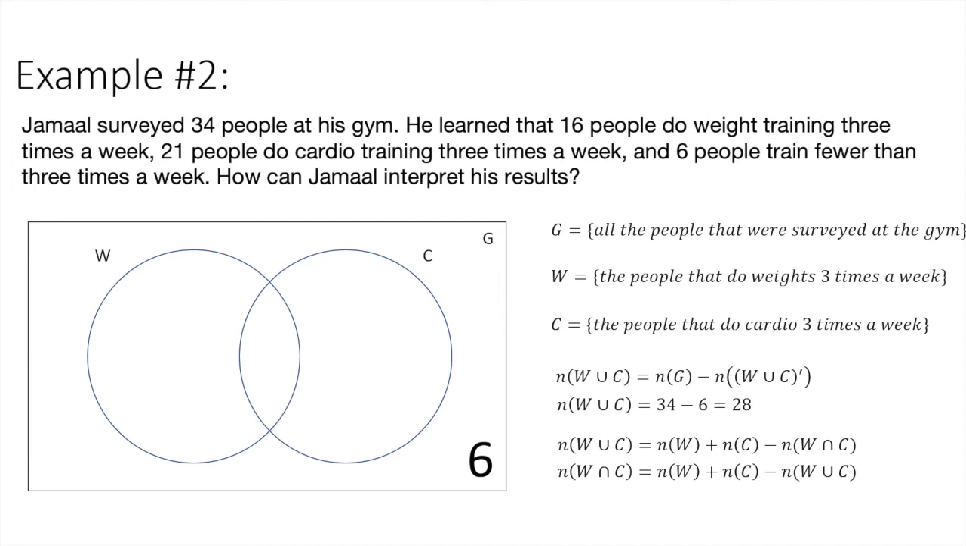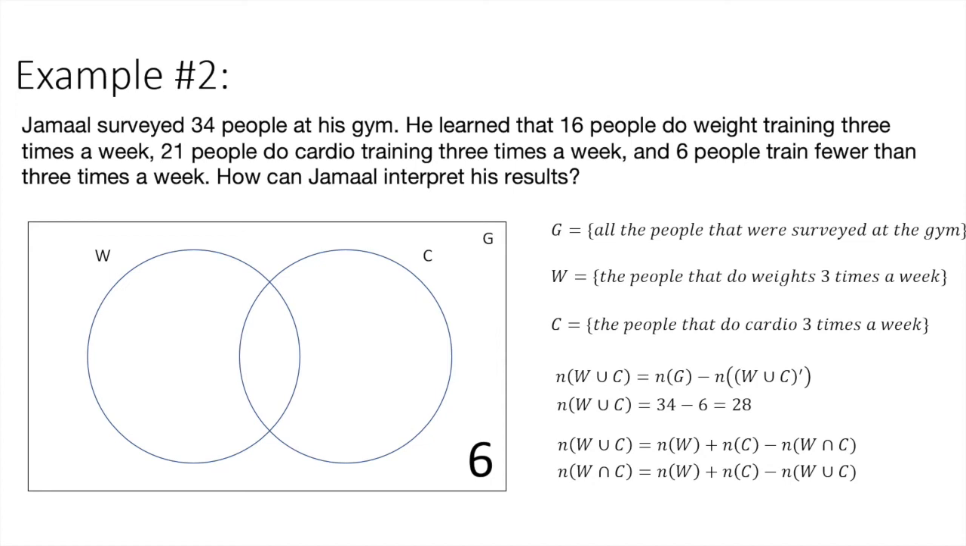The first thing to do to approach a question like this is to create a Venn diagram and fill out what you know. Well, in this case, we don't know a lot, but we do know that 6 people train fewer than 3 times a week. We'll remember from our shaded regions that that means the outside parts from the circle have to represent that 6.